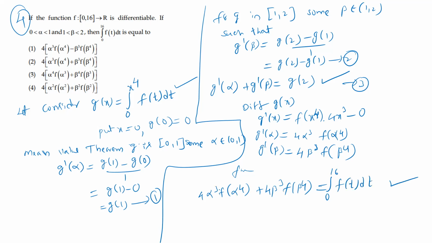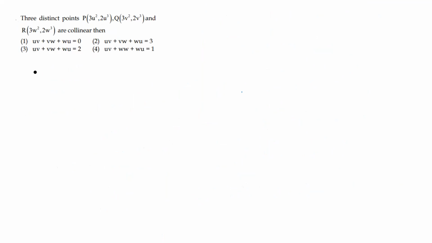This is the required value actually. Now, in this, I think you take one more step. If you take 4 common, now which option will satisfy? I think option 2 is the correct one. Okay. Next. This is easy.